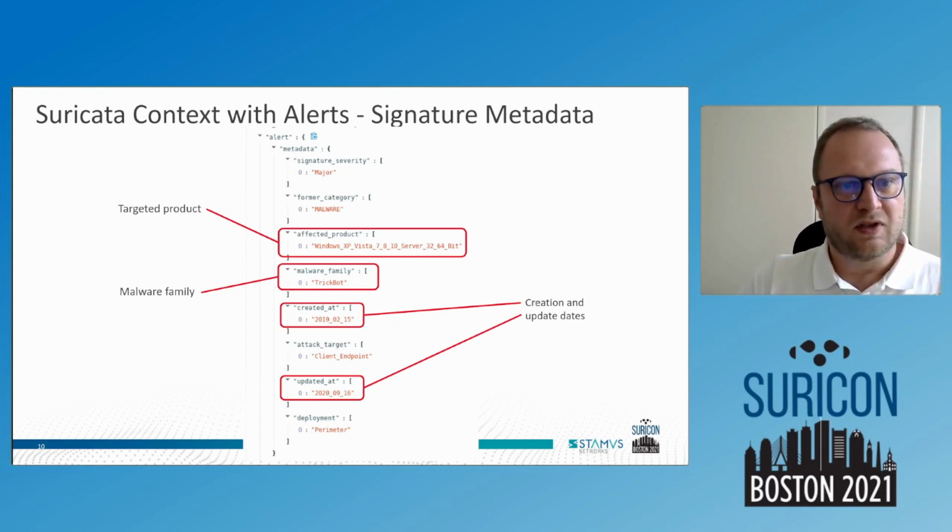But the classification that we have with the signature metadata is also useful. For example, here we've got malware family, we've got targeted product. So you learn a lot about the threat that has been found by this signature.